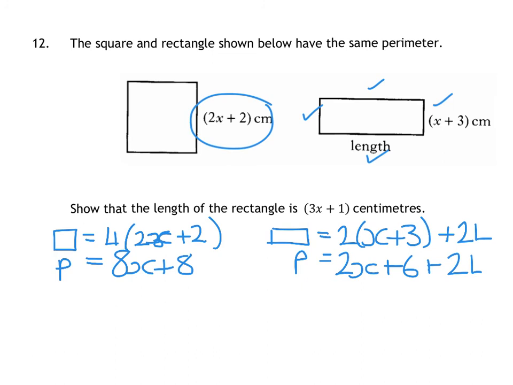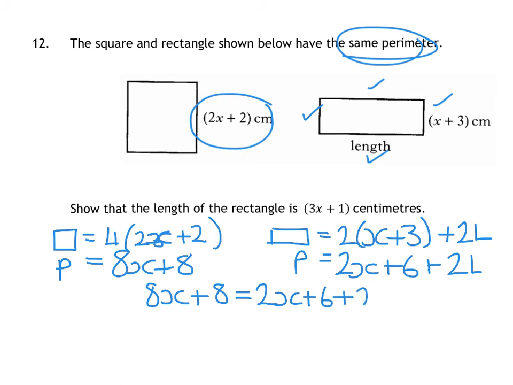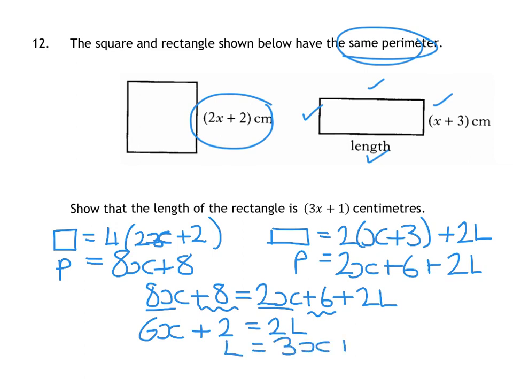Now we're told that they have equal perimeter, the same perimeter, so I'm going to put these two things equal to each other. So 8x plus 8 is the same as 2x plus 6 plus 2L. Now if I move everything to the left hand side, I'm going to have 8x take away 2x is 6x. I'm going to have plus 8, that will become negative 6. 8 take away 6 will give me 2. So I've got 6x plus 2 equals 2L. So L will be each of those numbers halved, which is 3x plus 1 as required.